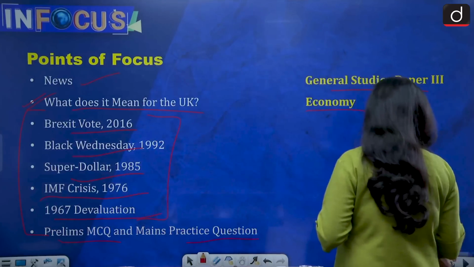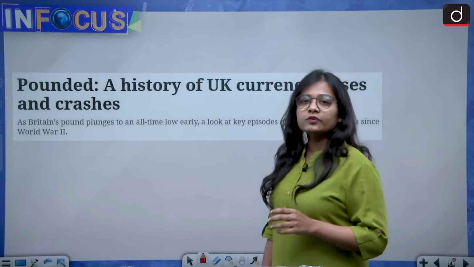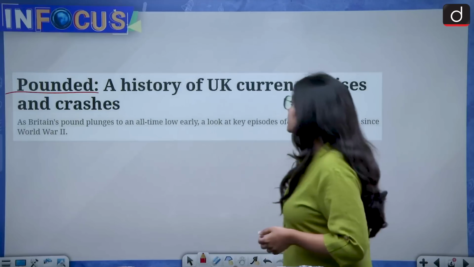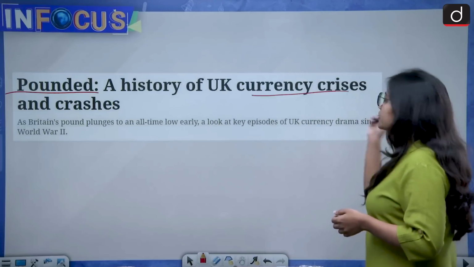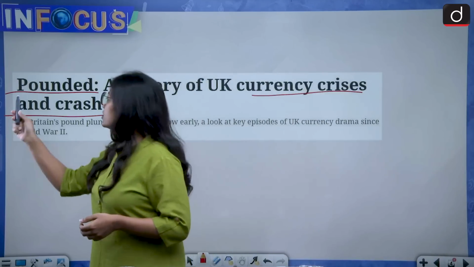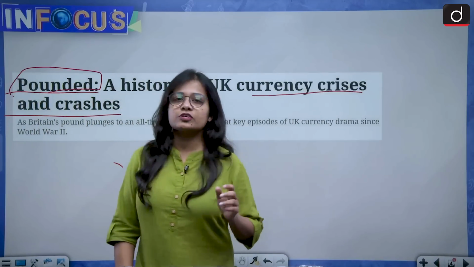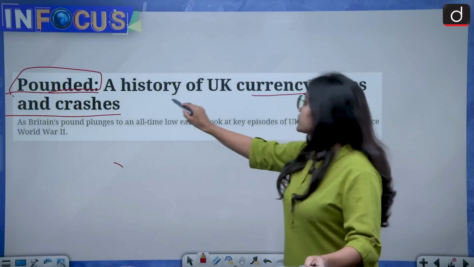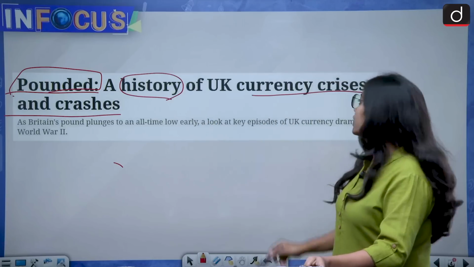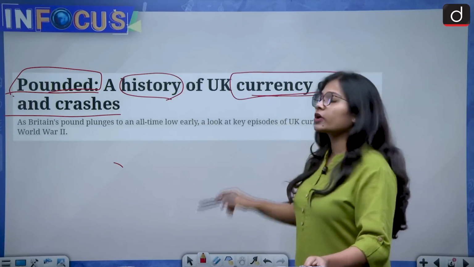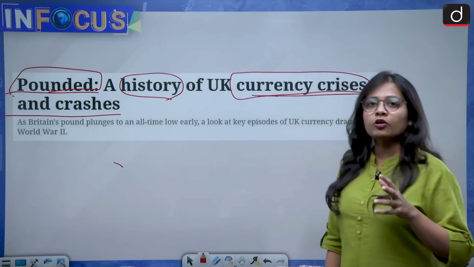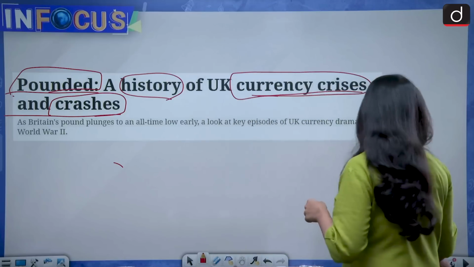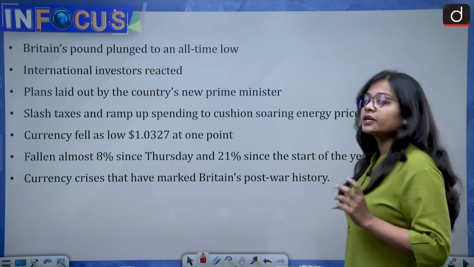So let's see the news. This news has been taken from Indian Express, and it says, Pounded, a history of United Kingdom currency crisis and crashes. See, pound is the currency which is used in the United Kingdom or Britain, and the news says history of United Kingdom currency crisis. It means that the United Kingdom has gone through a lot of currency crises and crashes in its past. So let us see what is going on.